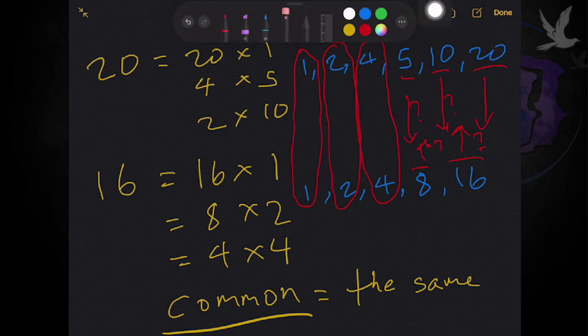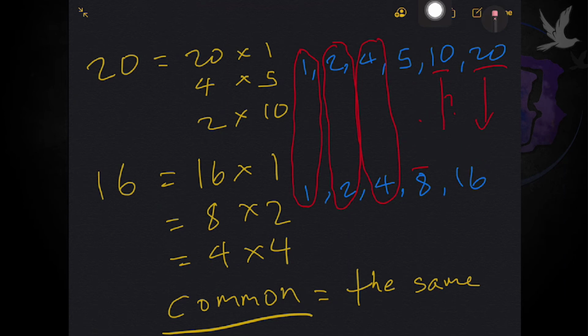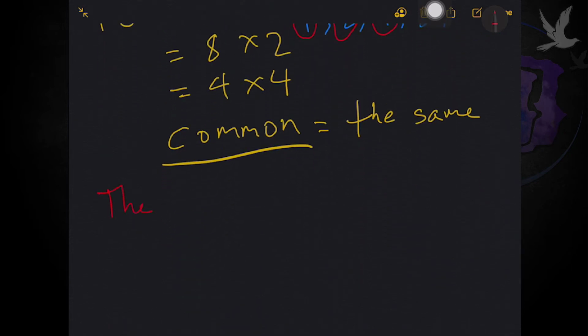So it is safe to say now that we have common factors for 16 and 20. Okay? And we can say from here that the common factors of 16 and 20 are 1, 2, and 4. Okay, we can write that down. The common factors of 20 and 16 are 1, 2, and 4.